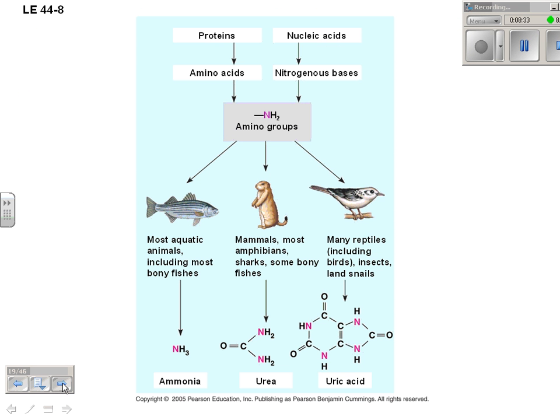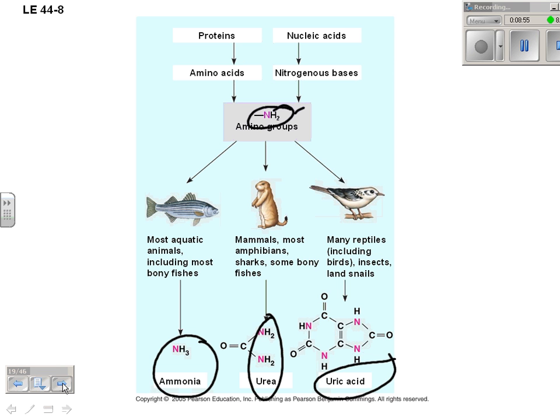There are 3 major kinds of breakdown products. So proteins are broken down to amino acids. The amino group is stripped off, and we have to get rid of that. Most aquatic animals produce ammonia. Mammals, most amphibians, sharks produce something called urea. And then birds and reptiles and insects produce uric acid. This comes out as a paste. Okay, you've seen uric acid from a bird. This white pasty stuff is uric acid.